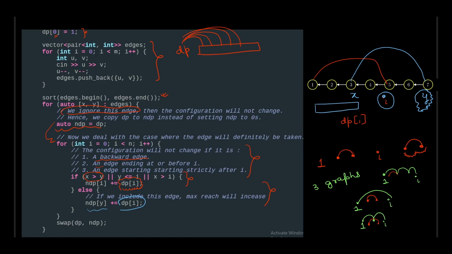So in this manner, we were able to solve the problem. Sorting the edges will be O of m log m, assuming m is the number of edges. And then you see that for each edge, we are doing a for loop with n, right? So the overall time complexity becomes O of m times n.